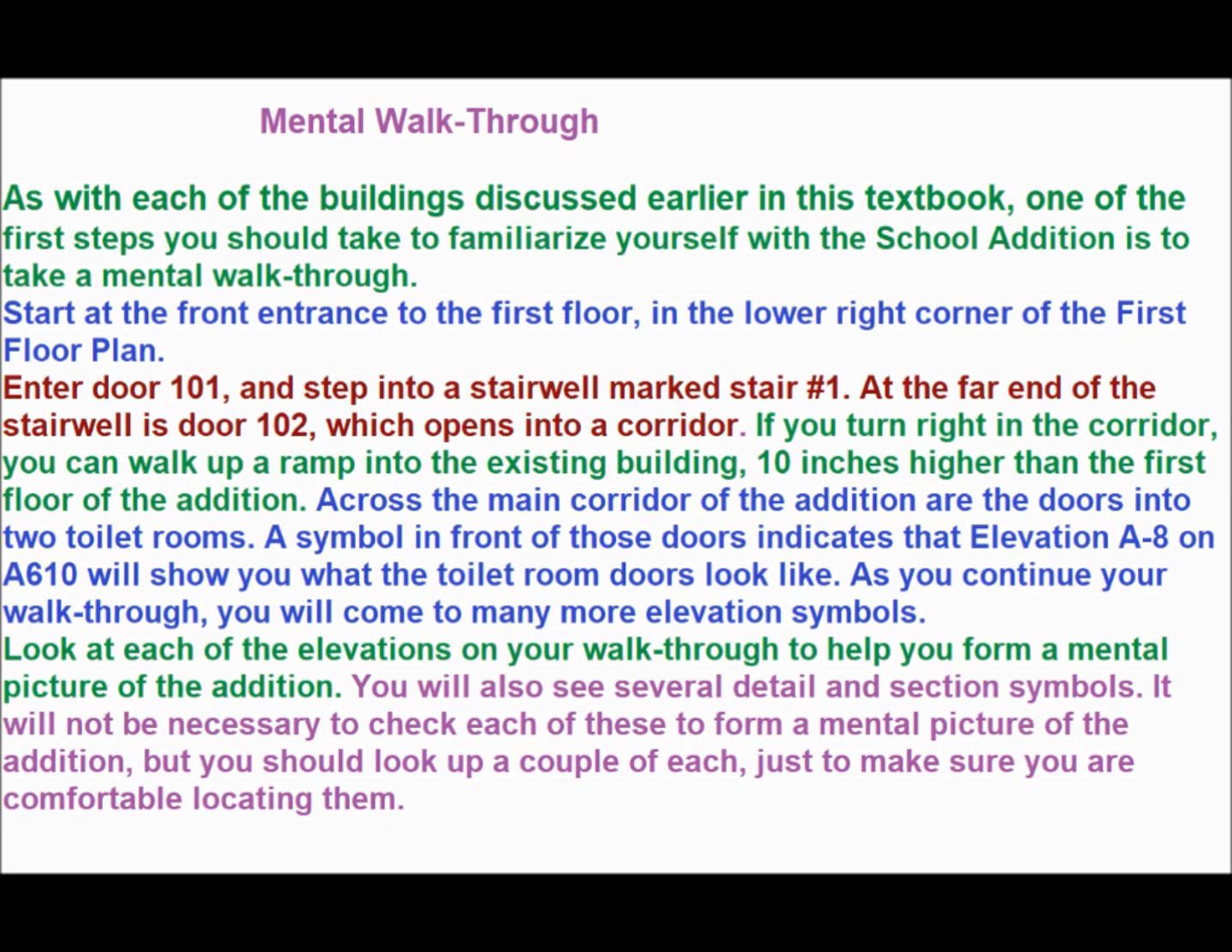Across the main corridor of the addition are the doors into 2 toilet rooms. A symbol in front of those doors indicates that elevation A8 on A610 will show you what the toilet room doors look like. As you continue your walkthrough, you will come to many more elevation symbols. Look at each of the elevations on your walkthrough to help you form a mental picture of the addition. You will also see several detail and section symbols. It will not be necessary to check each of these to form a mental picture of the addition. But you should look up a couple of each, just to make sure you are comfortable locating them.